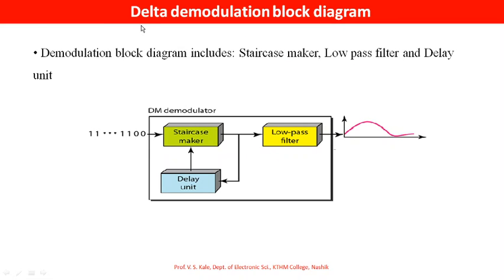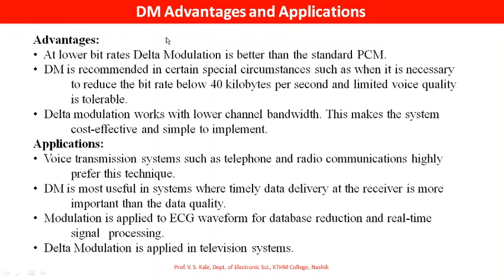Similar to delta modulation, there is delta demodulation. To recover the original signal, the binary data is the input to the staircase maker. Again a delay unit is there, feedback is shown, and the output of staircase maker is given to a low pass filter to remove the noise. So this is the block diagram of delta demodulation. Let us see the delta modulation advantages and applications.